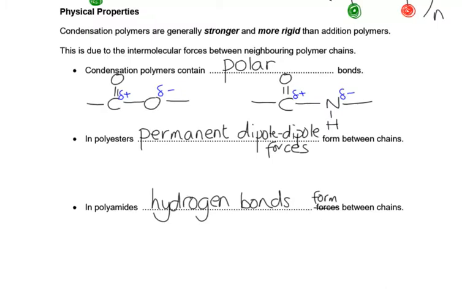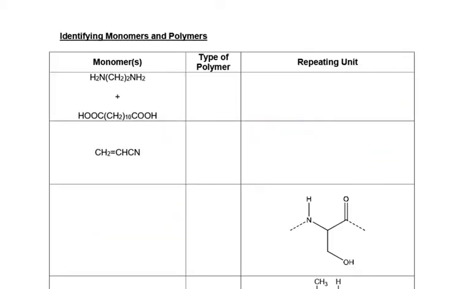Okay, so different types of intermolecular force. Just skip past that. Right, what we're going to do now is try to identify whether something is an addition polymer or a condensation polymer.